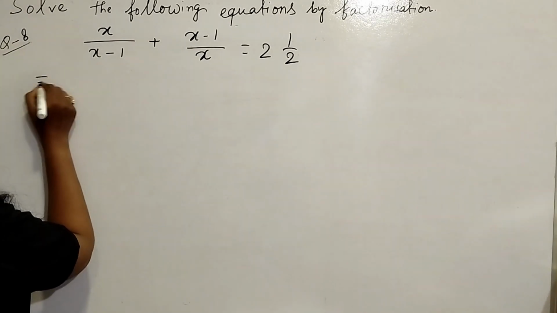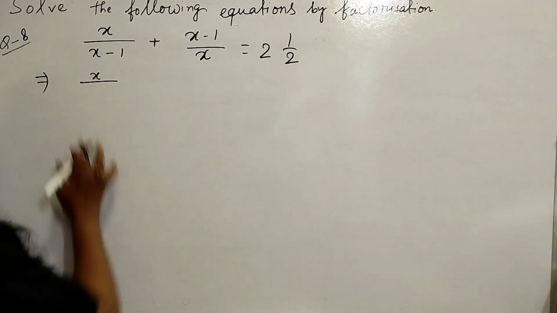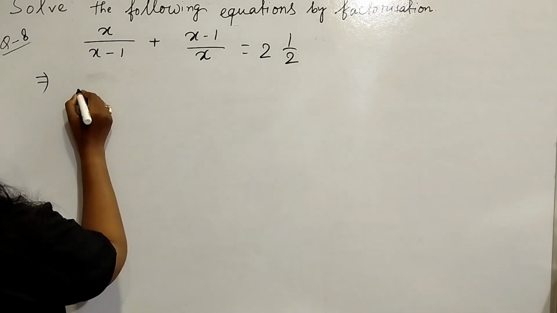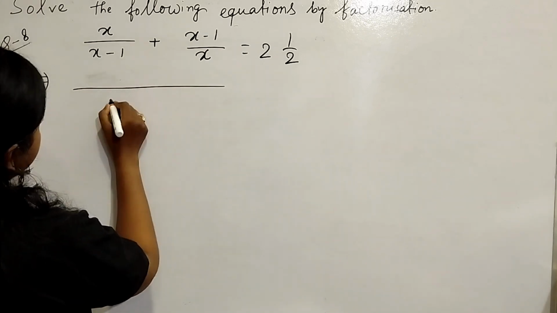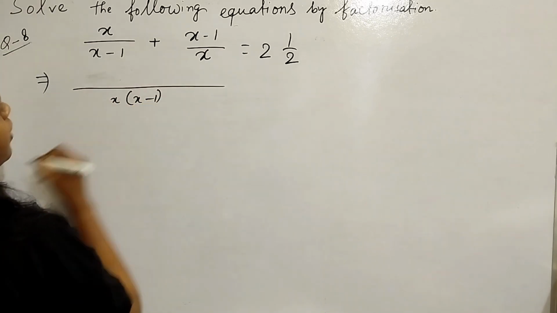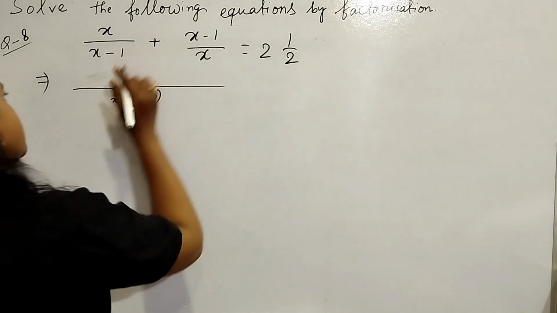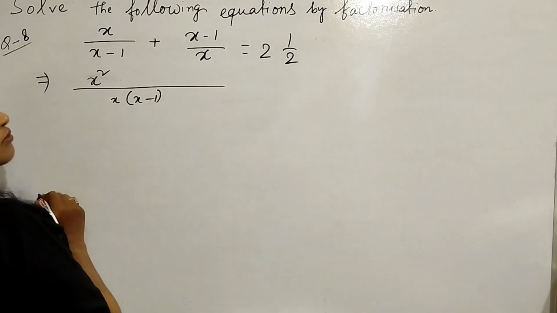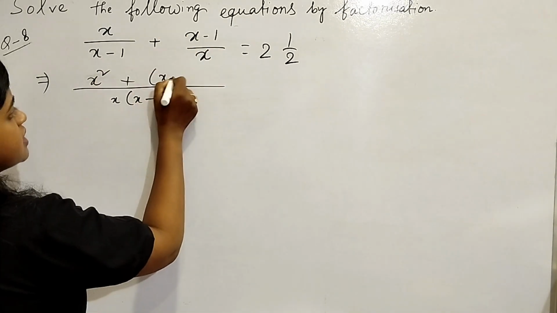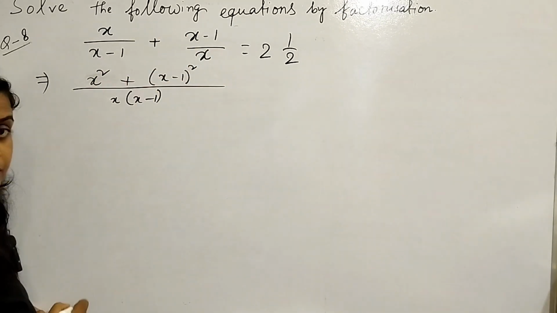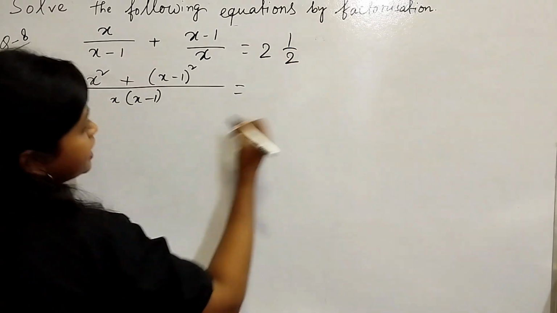So first, x minus 1 by x. Take the LCM in that case. What will the LCM of x minus 1 and x be? x into x minus 1. So x will be multiplied here and x minus 1 will be multiplied in this case. So we get x square, and in this case x minus 1 into x minus 1 becomes x minus 1 whole square. And this is a mixed fraction, convert into an improper fraction.